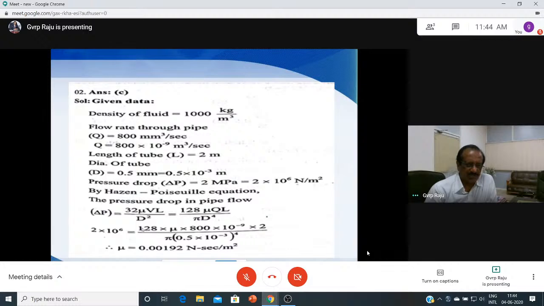So 2 into 10 power 6 is equal to 128 mu into 800 into 10 power minus 9 into 2 by pi into 0.5 into 10 power minus 3 to the power of 4. So here we have the discharge, value known as 800 into 10 power minus 9, the length is known, and the diameter is 0.5 into 10 power minus 3. Straightforward simple problem, but the only thing is you need to write the units properly. So it is 0.09192 Newton second per meter square. The answer is C.